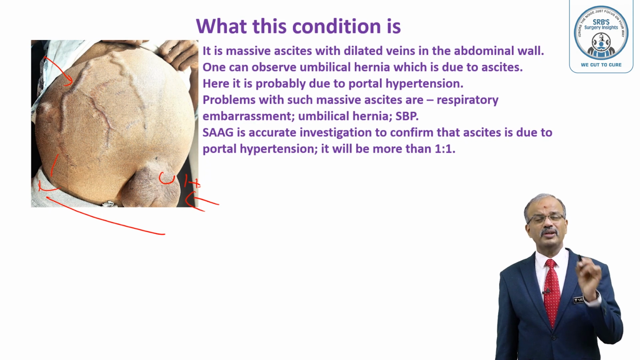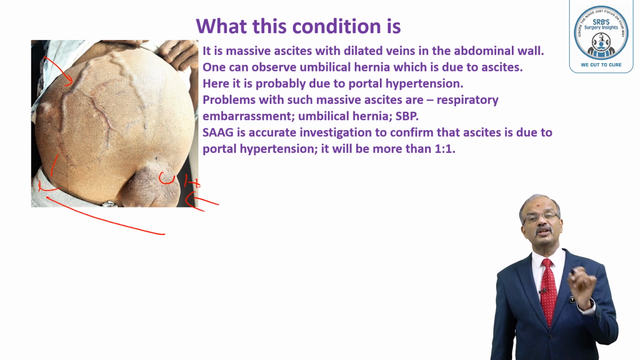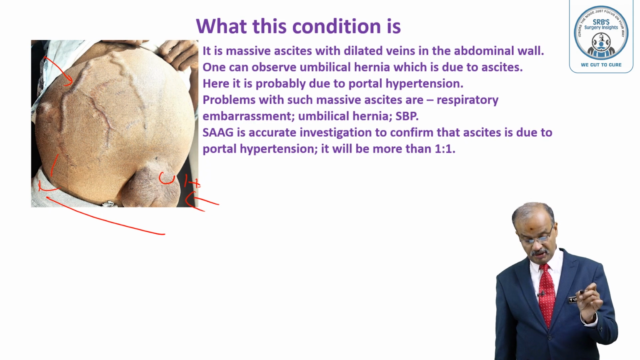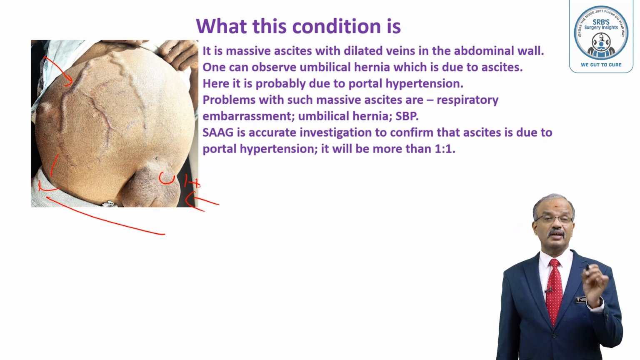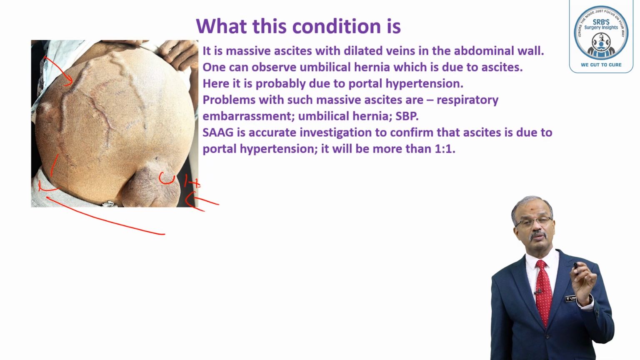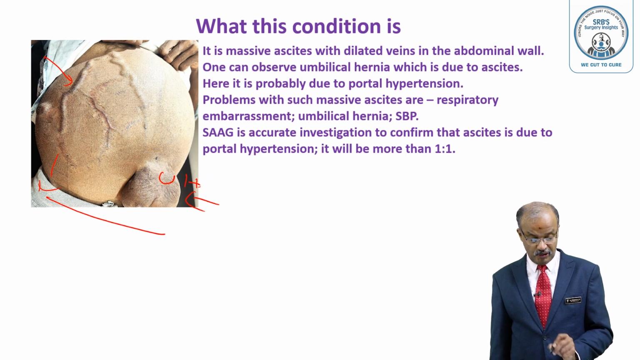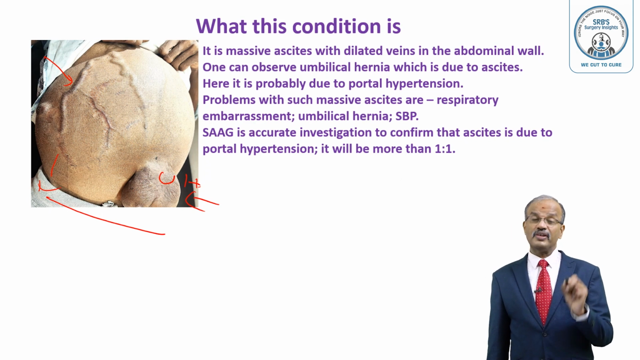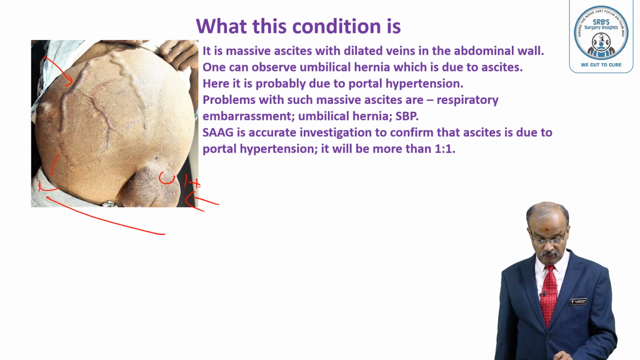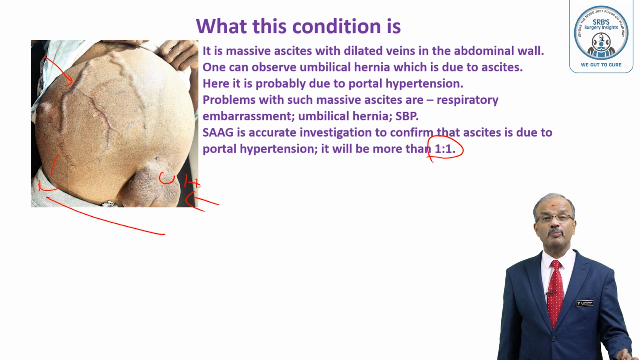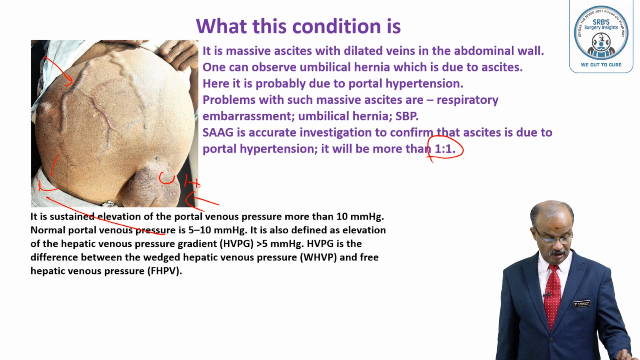And they need a long-term antibiotic. Usually, norfloxacin once a day is given, preferably mainly by the medical gastroenterologist and hepatologists, which is said to prevent recurrent SBP, which often becomes severe and life-threatening also. Serum ascites albumin gradient, SAAG, is a very important accurate investigation to confirm ascites is due to portal hypertension. When it is more than 1.1, that is very determinant for the portal hypertension.